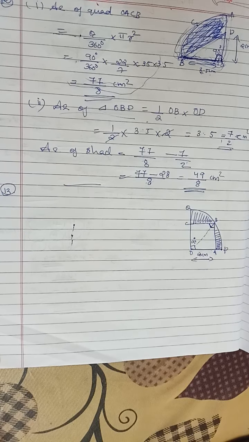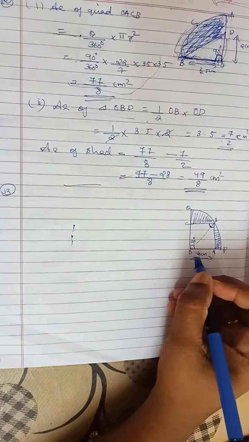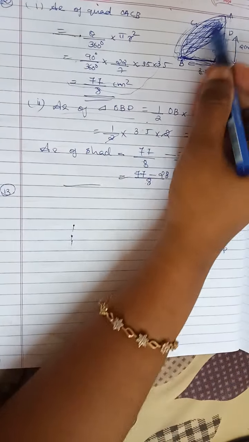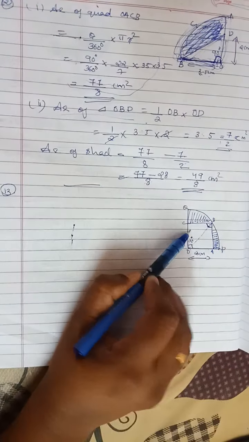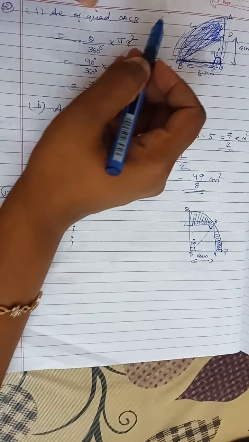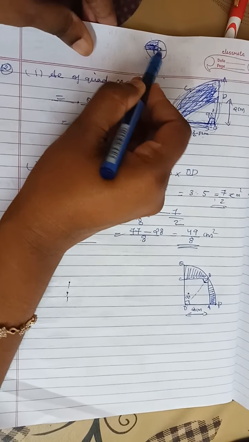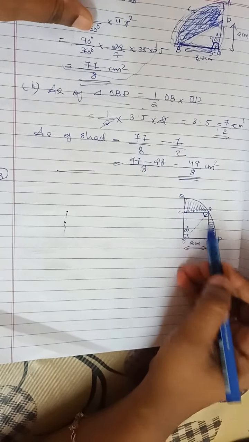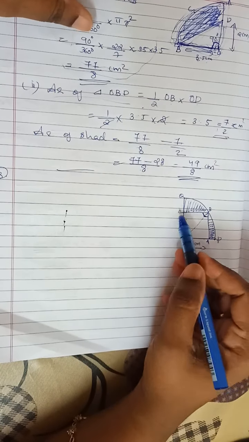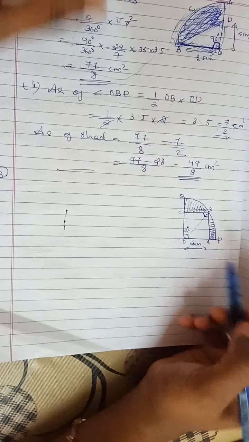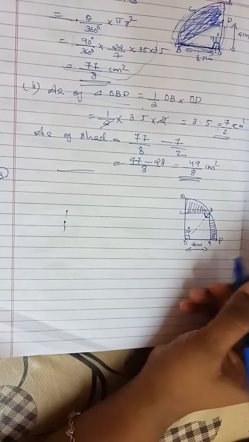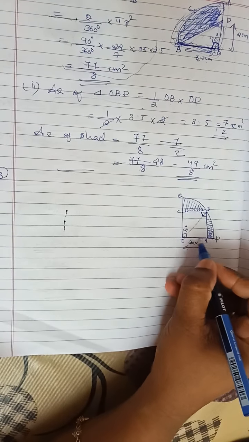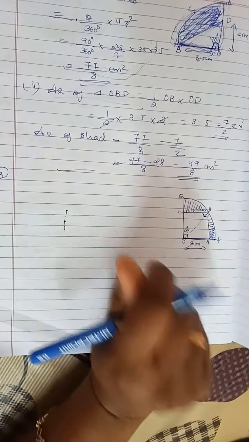OABC is inscribed in a quadrant OPBQ. So OPBQ is a quadrant, just like this. This portion represented here, this upper right side portion represented here. So this square is inscribed, that means it is inside this quadrant which is given in the question. If OA, that means the side of the square, which is given in the question, is 20 centimeter.